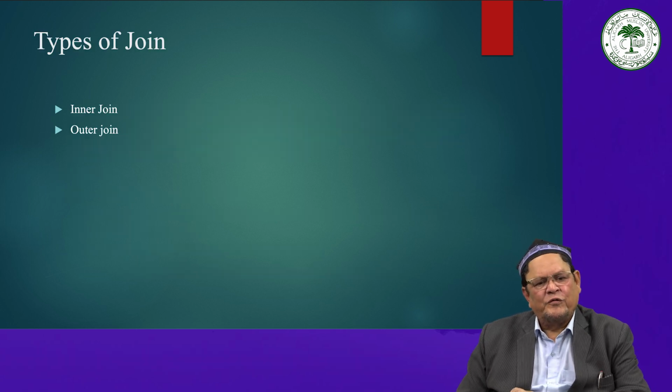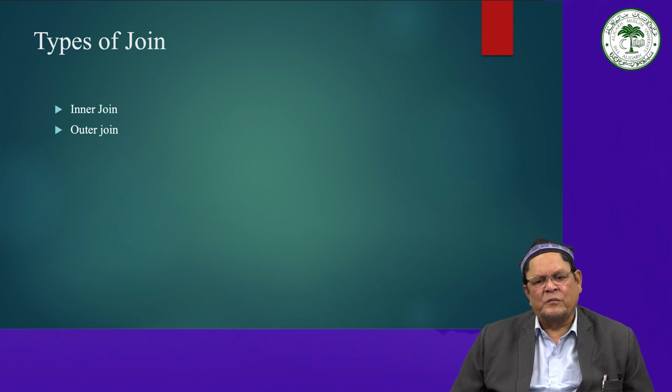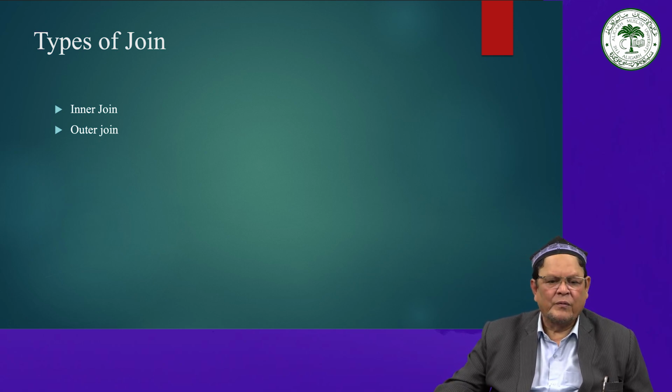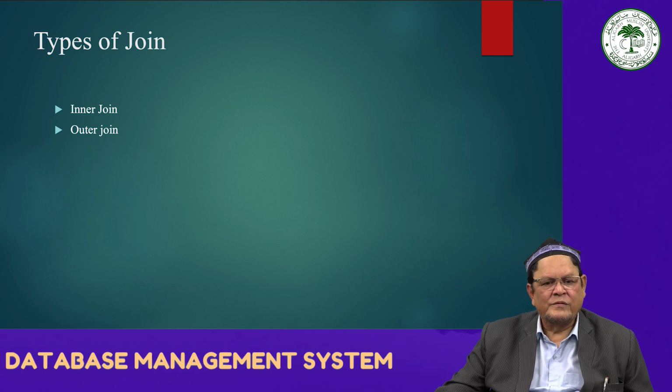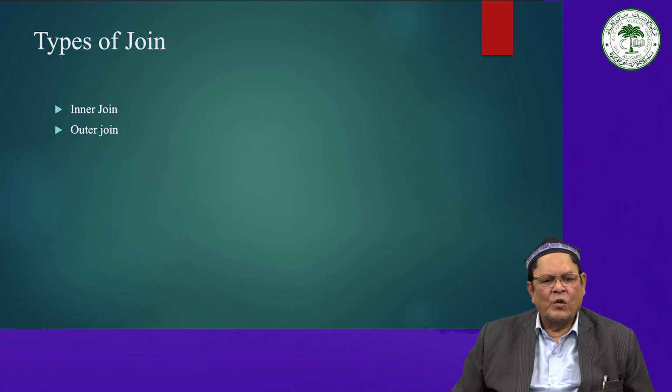There are different types of join. In a database management system, joins are fundamental operations used to combine data from multiple tables based on the related columns. The main types of join include inner join and outer join. Inner join is a crucial operation used to merge the data from two or more tables based on specific conditions or join predicates. This type of join retrieves only the rows where there is a match between the values in the specified column.